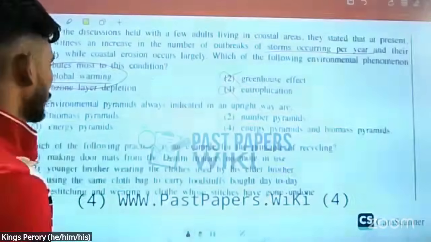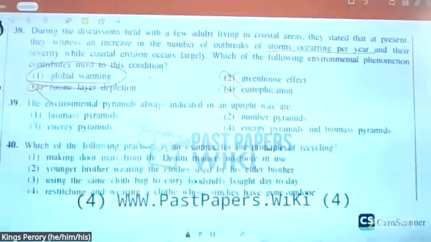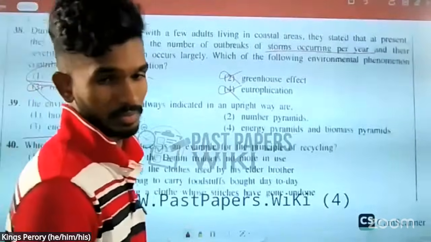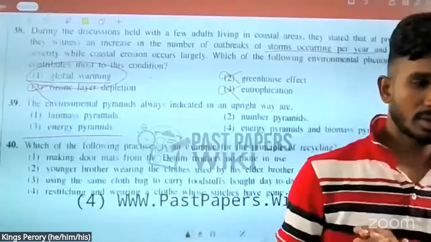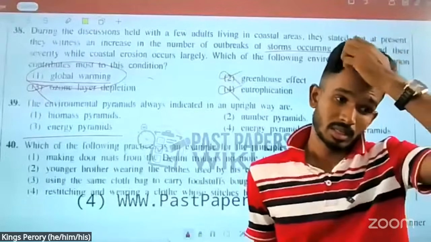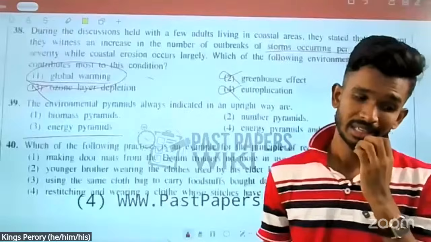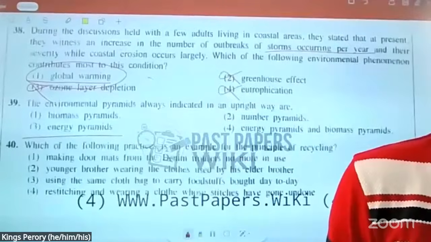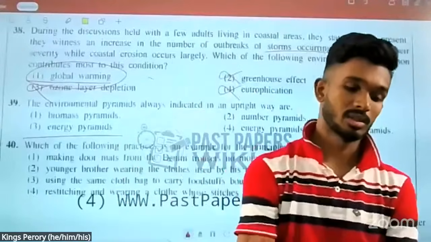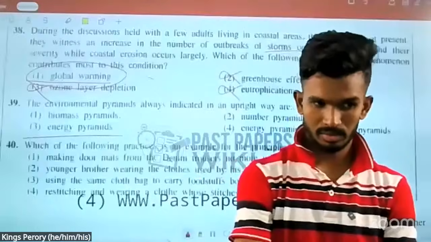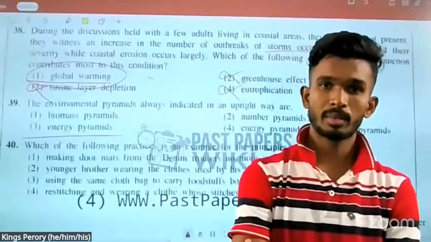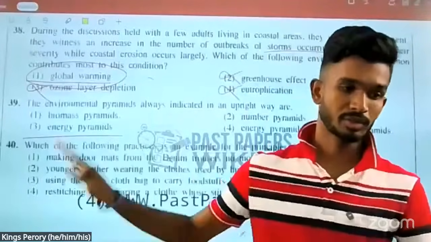Now go to the question. The environmental pyramid always indicated in an upright way is the energy pyramid. Answer 3. But if you look at the marking scheme, you would have seen they give marks for all 4. Why all 4? Because during that year, the Corona year, this section was removed. This section was not in your syllabus, so without it in the syllabus, they added a question. That's why they gave free marks. Now don't start asking me why no free marks for us. For you, this section is there.